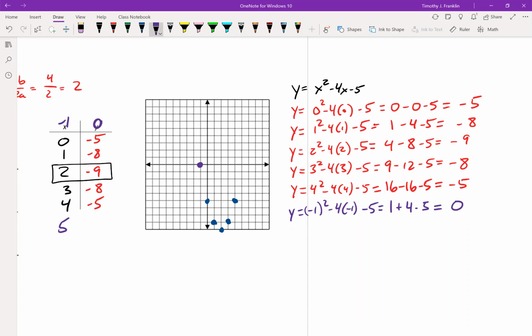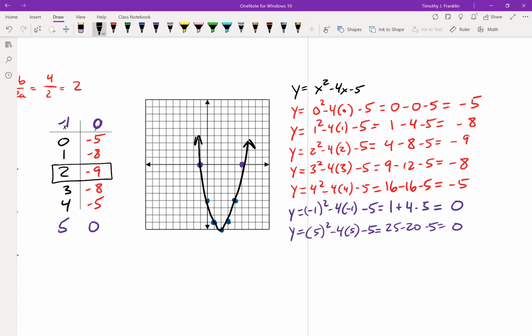Let's double check and make sure that we get 0 for 5 as well. So 5 squared minus 4 times 5 minus 5. So 5 squared is 25 minus 20 minus 5. That does also equal 0. So we have a point at 5, 0. And there you have it. And that's a nice symmetrical picture.